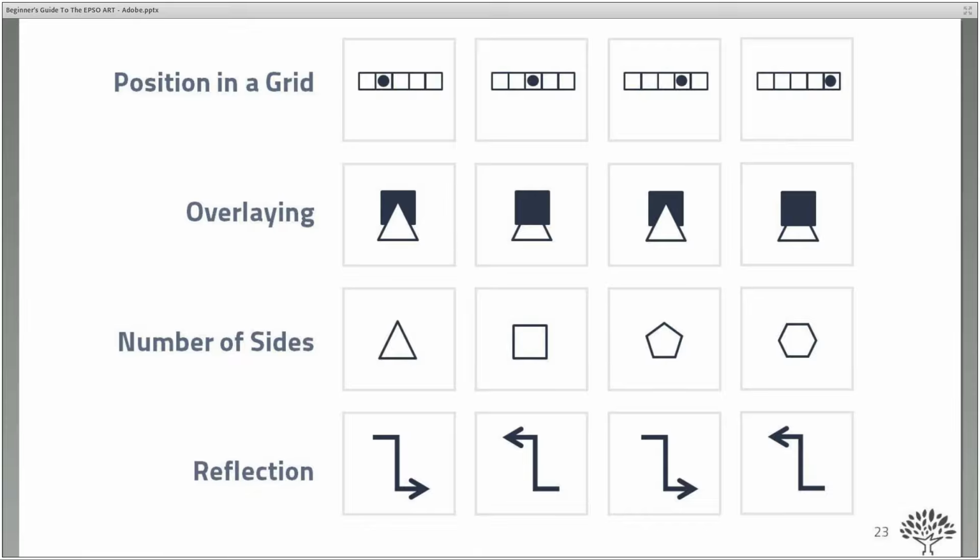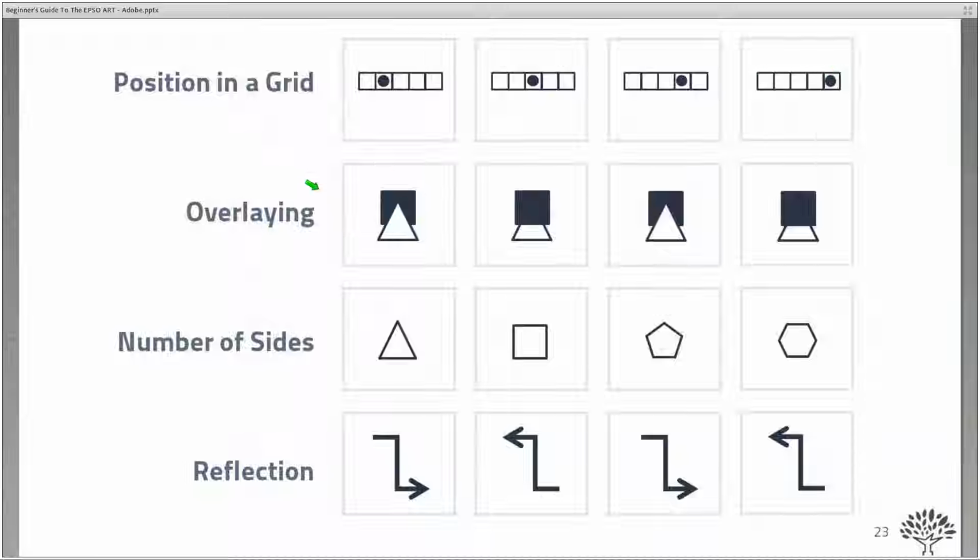Some more suggestions, some more rules, building blocks that we might see. So first is position in a grid. Here, this is moving to the right 1 every time. Your question here might be what happens when it gets to the right. We'll talk about that in a moment.